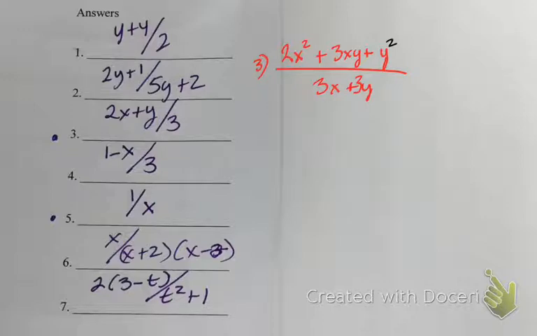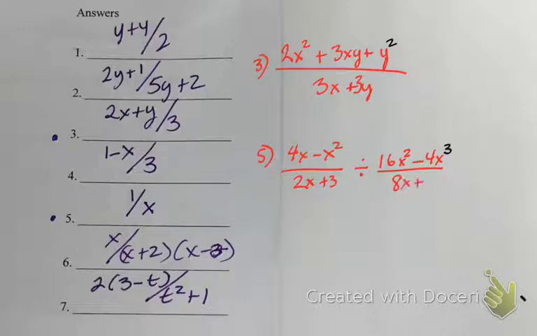Number 5 should have been, it would have made it easier. Not that we couldn't do it, so I want you to work on this. (4x minus x squared) over (2x plus 3), divided by (16x squared minus 4x), here's where it went, cubed, all over (8x plus 12). Okay.